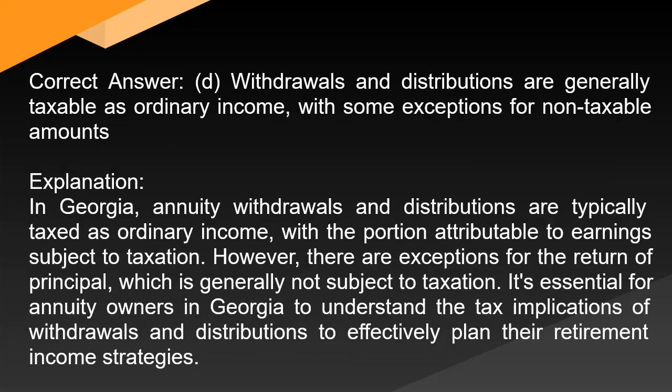Correct answer. D. Withdrawals and distributions are generally taxable as ordinary income, with some exceptions for non-taxable amounts. Explanation. In Georgia, annuity withdrawals and distributions are typically taxed as ordinary income, with the portion attributable to earnings subject to taxation. However, there are exceptions for the return of principal, which is generally not subject to taxation. It's essential for annuity owners in Georgia to understand the tax implications of withdrawals and distributions to effectively plan their retirement income strategies.